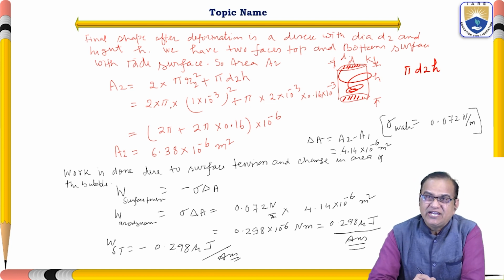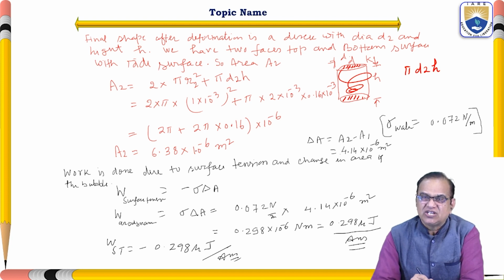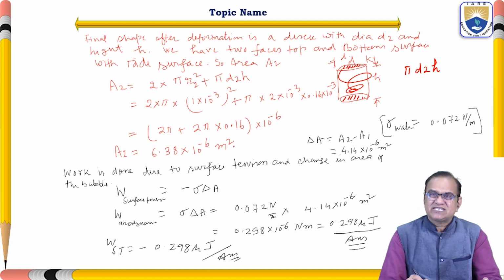So we can write here 2 pi plus 2 pi into 0.16 × 10^-6, we have taken common. We can also take the 2 pi common. So here 1 plus 0.16. Okay, so here we will get 6.38 × 10^-6 meter square. So this is the area of the disc.